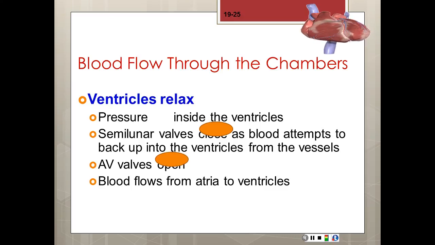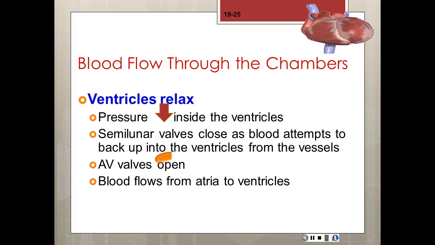Now the blood vessels of the heart constitute coronary circulation. Okay, before I even get to that, let's deal with blood flow through the chambers. I'm skipping around, sorry. What happens when the ventricles relax? We get a decrease in pressure inside of the ventricles. Now the semilunar valves close as the blood attempts to back up into the ventricles from the vessels.